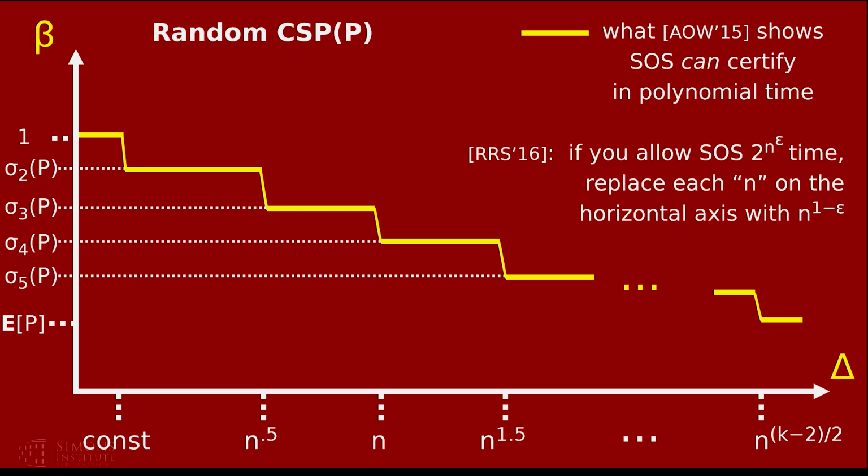And what effect does it have? It basically has the effect of squeezing the horizontal axis. So this stair step you can still achieve, but all these n's change to n to the 1 minus epsilons. So this is everything that we could prove about this powerful SOS algorithm in the context of random CSPs.